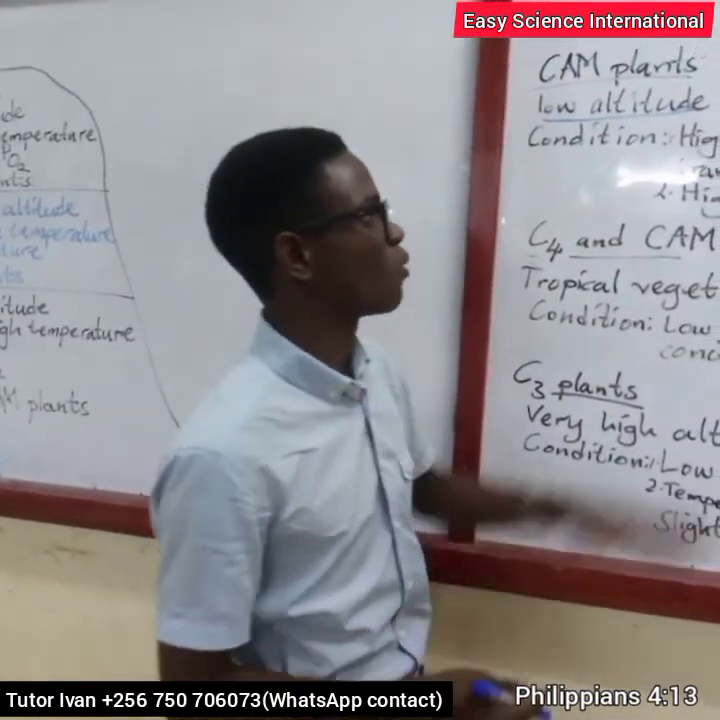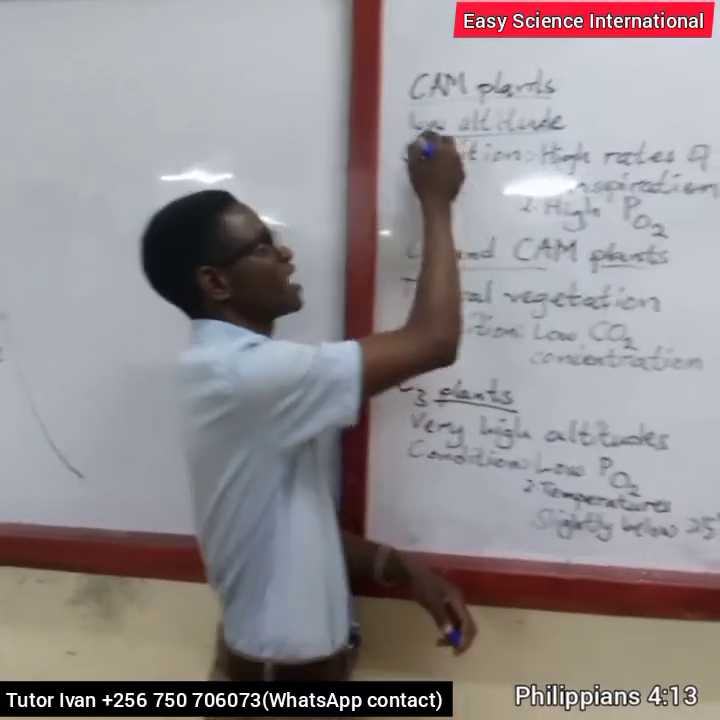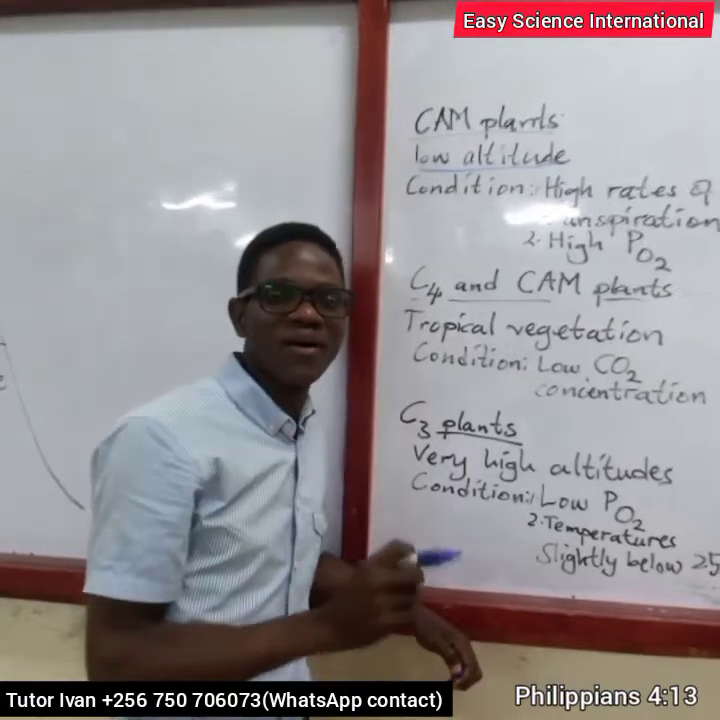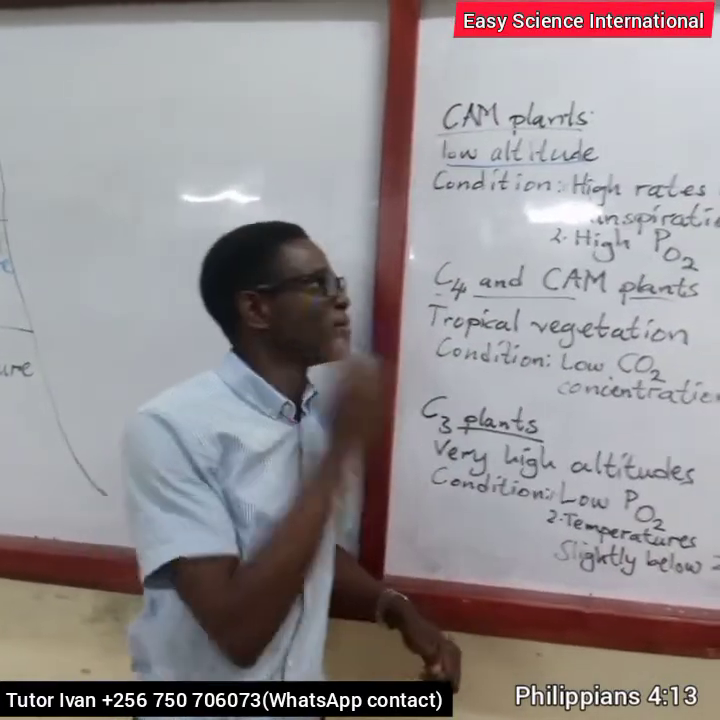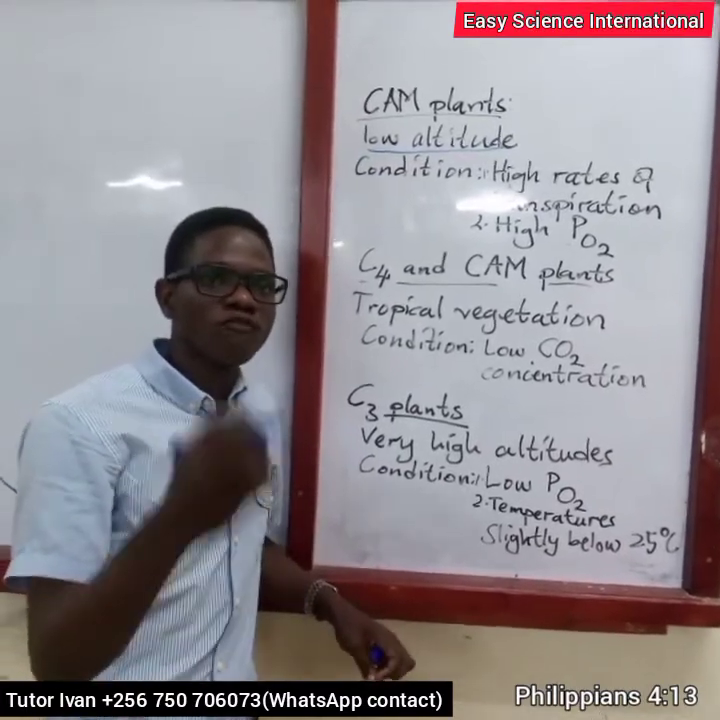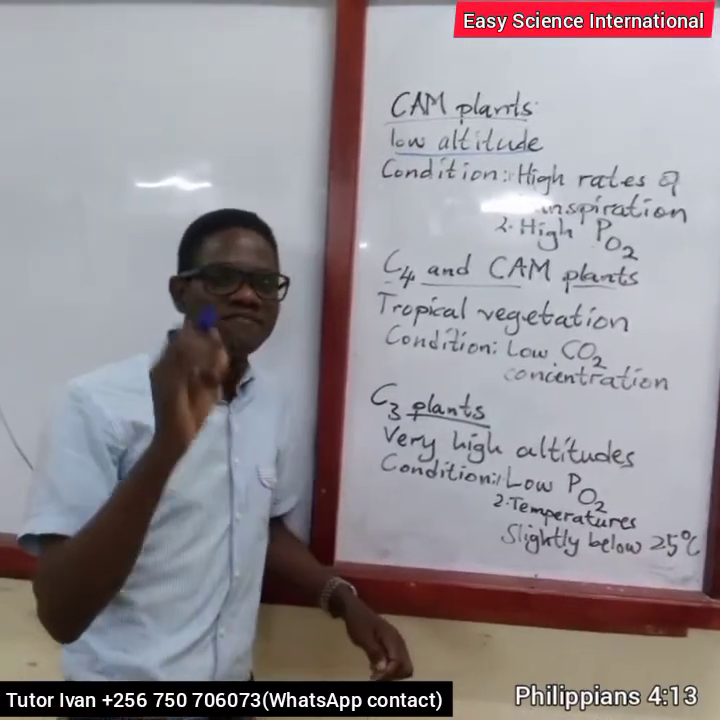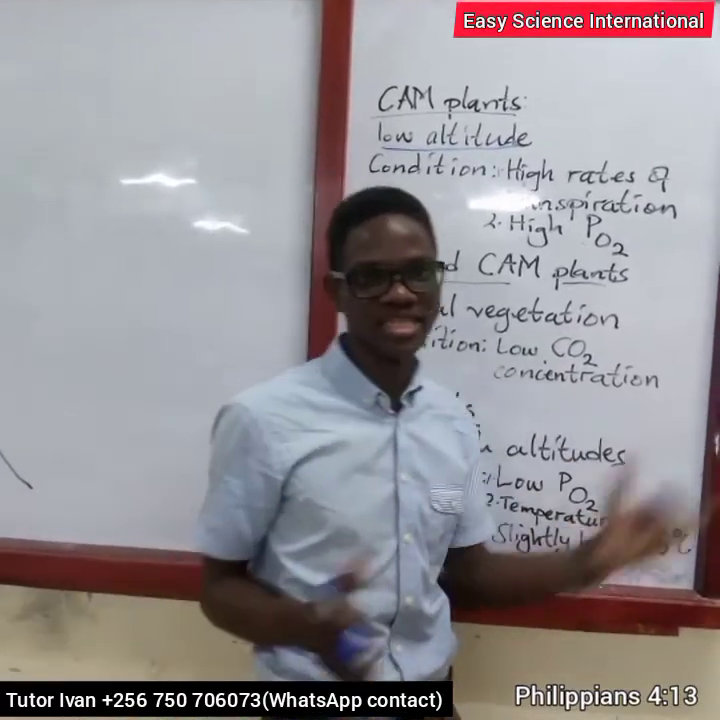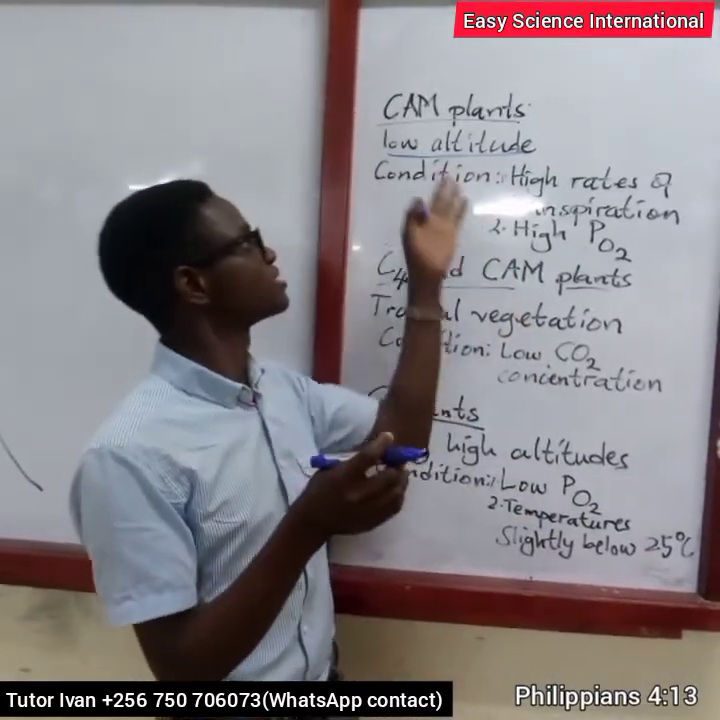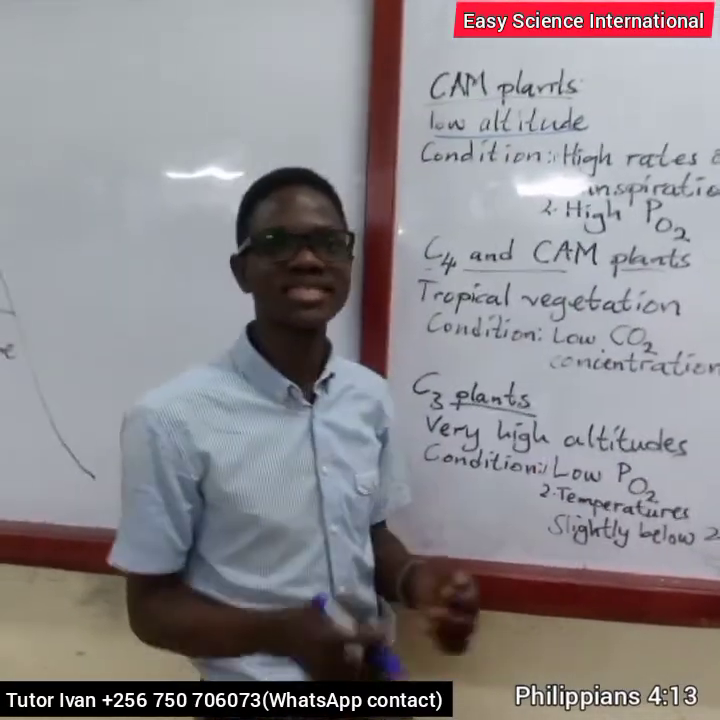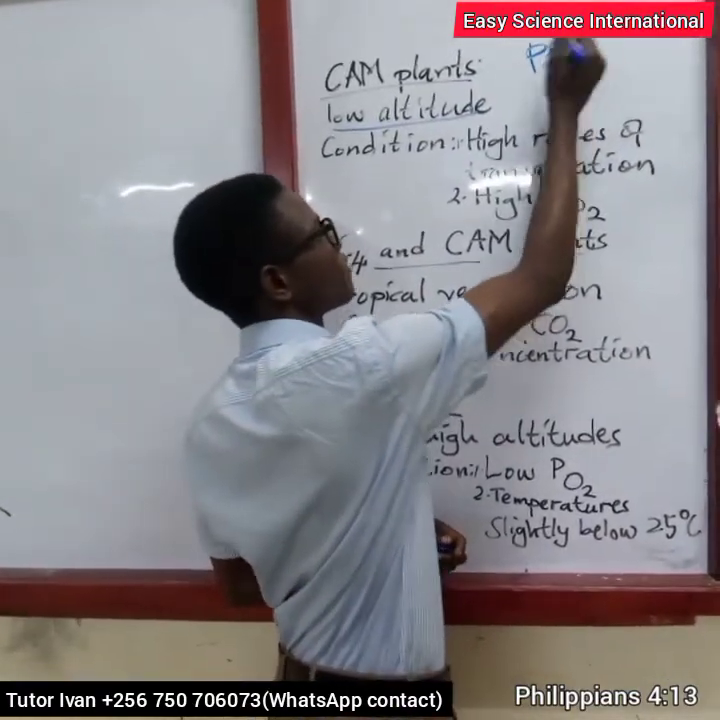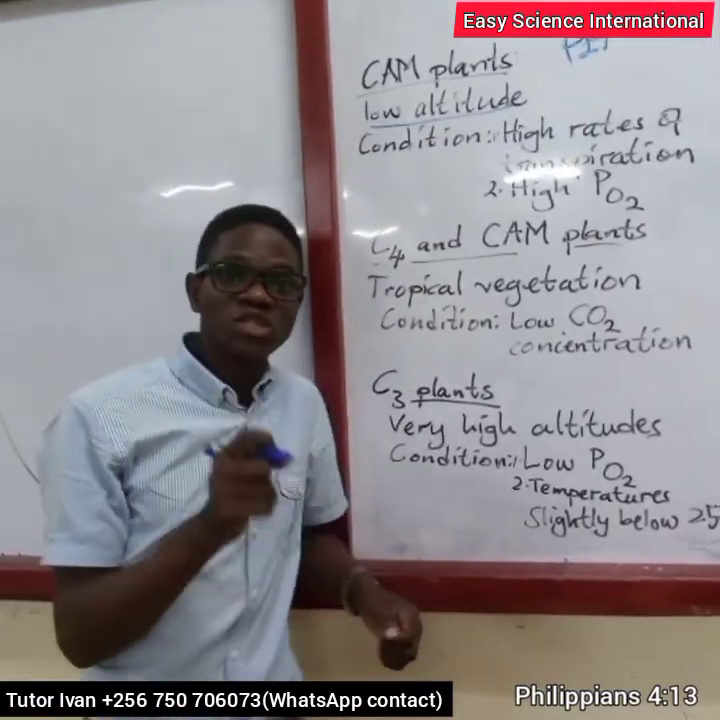Then also, we know very well that at low altitudes, we have high oxygen partial pressures. Now, with high oxygen partial pressures, plants which live there are facing a problem of what we call photorespiration, which is a very wasteful process as we looked at in our previous video. Now, these plants, the CAM plants, utilize PEP, we saw PEP as phosphoenolpyruvate, as their initial carbon dioxide acceptor.